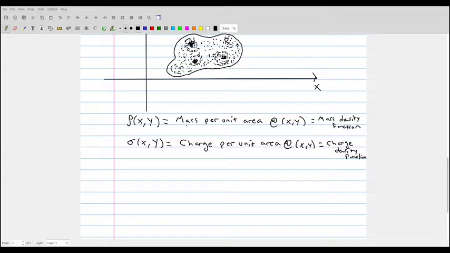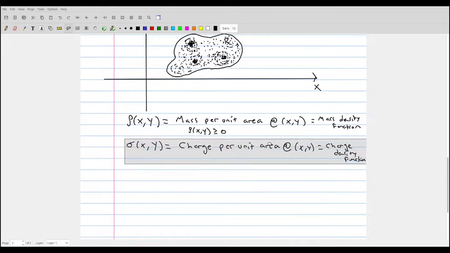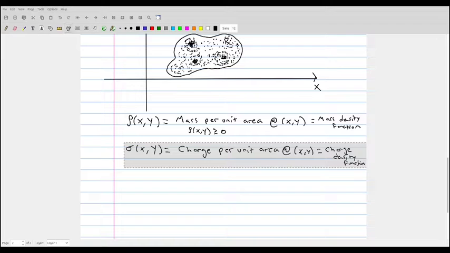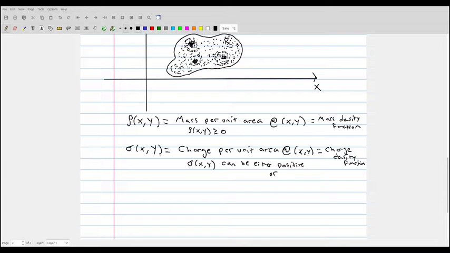In general, a mass density function has to be positive or equal to 0 at any point. So rho of xy has to be greater than or equal to 0. But the charge density function can be positive or negative, because you could have a positive or negative amount of charge per unit area. That's an important distinction to make right off the bat between these two examples. So sigma of xy is a function that can be either positive or negative.